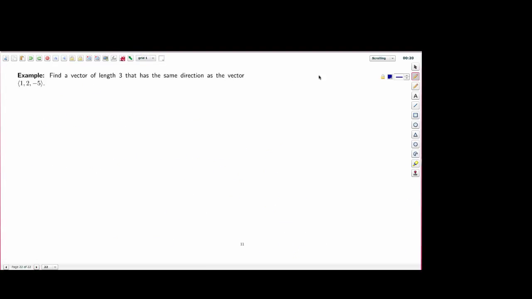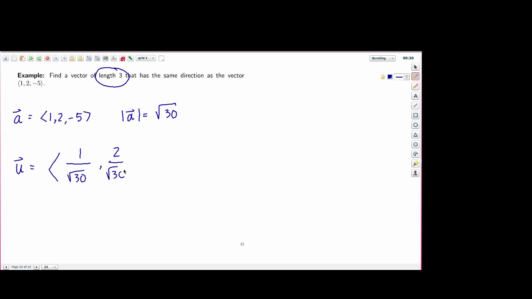Alright, so in our next problem, I want a vector of length 3 in the same direction as this vector A. In the previous example, we found that the length of A was equal to root 30. So we found U, I'll call this next vector U standing for unit vector, so 1 over root 30, 2 over root 30, minus 5 over root 30. We know this goes in the same direction as A, and it has length 1. That's how we found this vector: we took A and divided by the length of it.